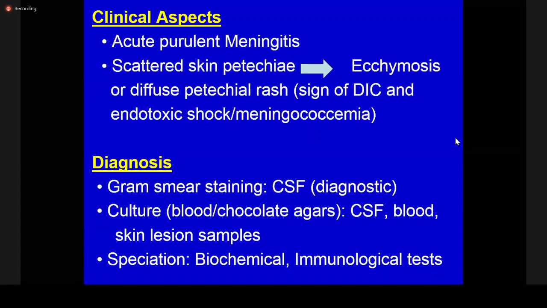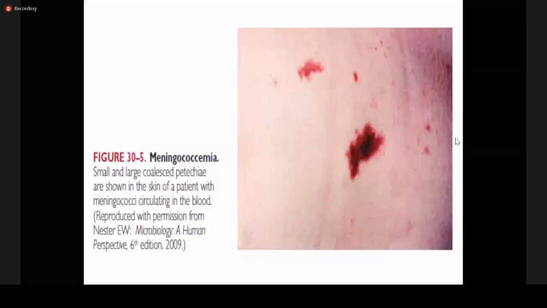To know the species of the microorganism, for speciation, you can do biochemical and immunological tests, usually not done in hospitals. These are the coalescing petechiae. Look at them. They look like hemorrhage, indicating intravascular coagulation and also endotoxin present in the blood together with the microorganisms, of course.